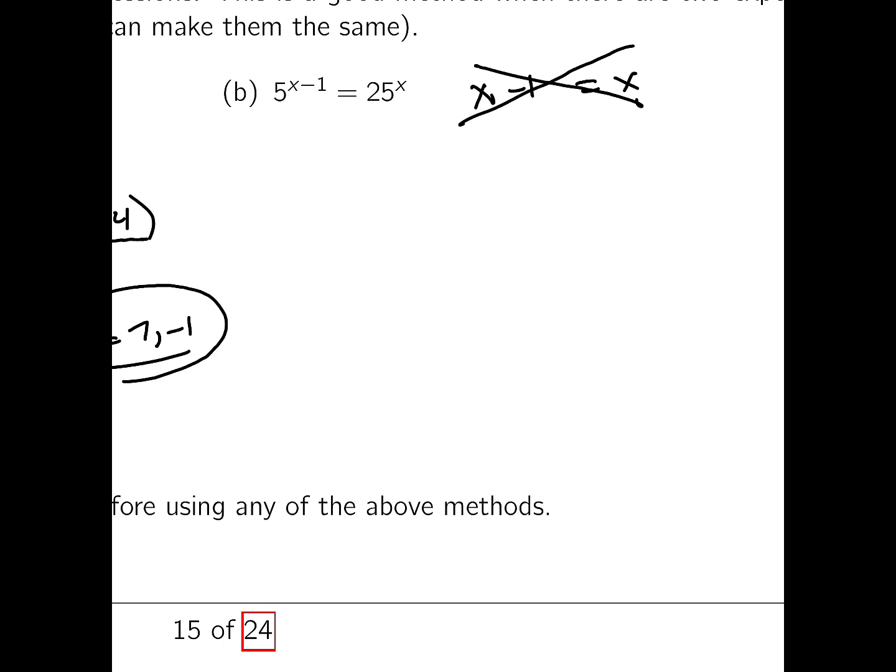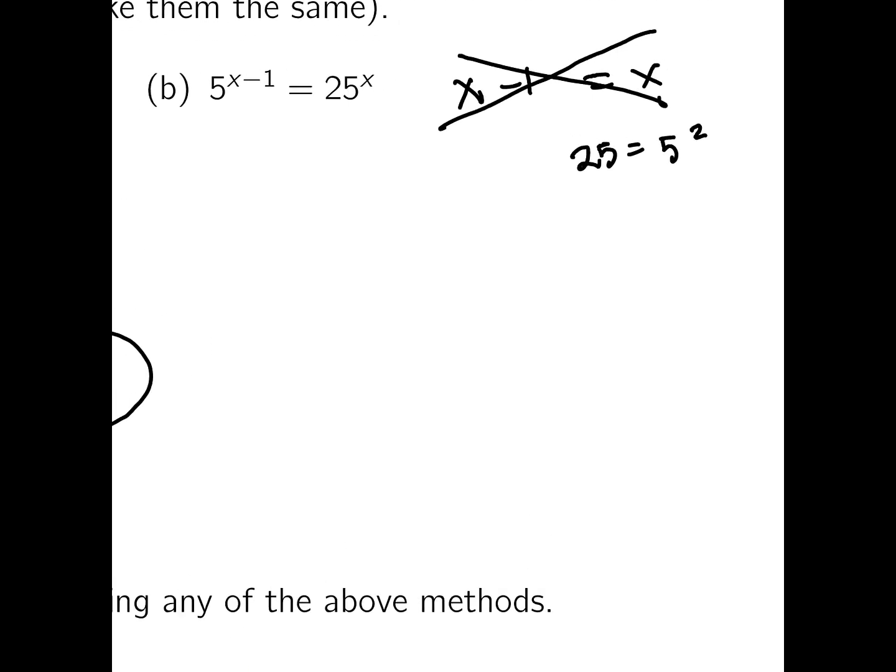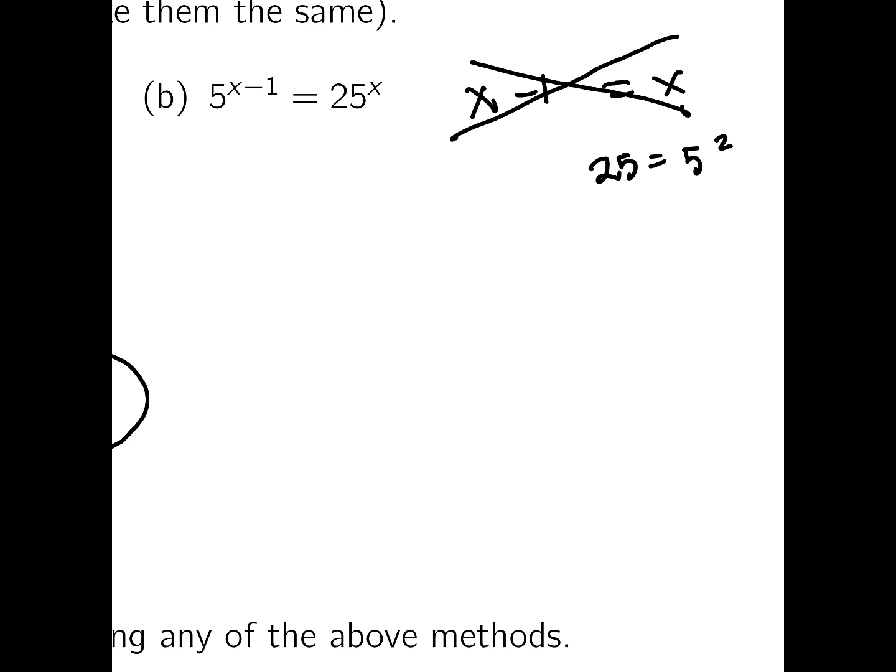Here's what we can do, though. If I notice something special about these bases, I have 5 on one side and I have 25 on the other, and I know that 25 is the same thing as 5 squared. And I wonder if I can use that fact to rewrite this so that I actually have the same bases. Let me show you what I mean. I'm going to keep the left side the same, but on the right, instead of saying 25, I'm going to say 5 squared and then raise that to the x power.